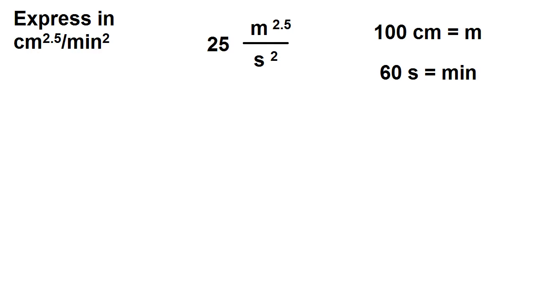Now, the idea behind a unit conversion here is you have a quantity, such as in the middle of the screen there, 25 meters to the power of 2.5 divided by seconds squared, and you might be asked to express them using different units of measure. So you want to change that quantity into one that's expressed in terms of centimeters to the 2.5 divided by minutes squared. In order to do this, you'll see on the right-hand side of the screen conversion ratios for relating centimeters to meters and for relating seconds to minutes.